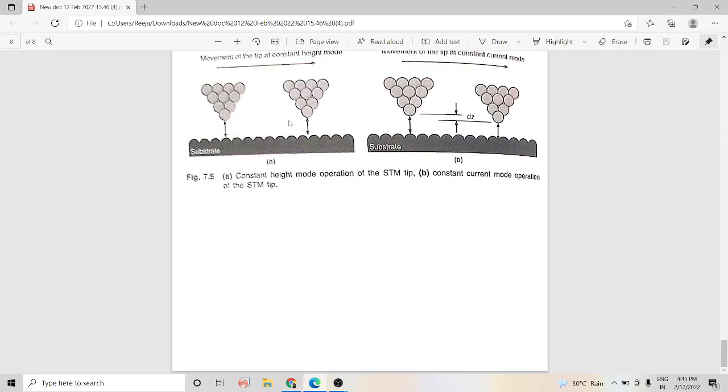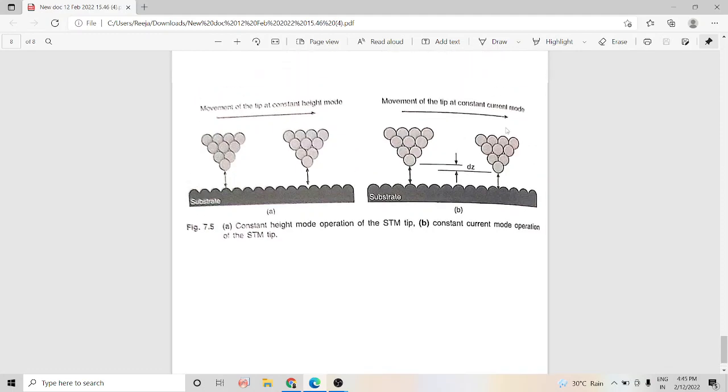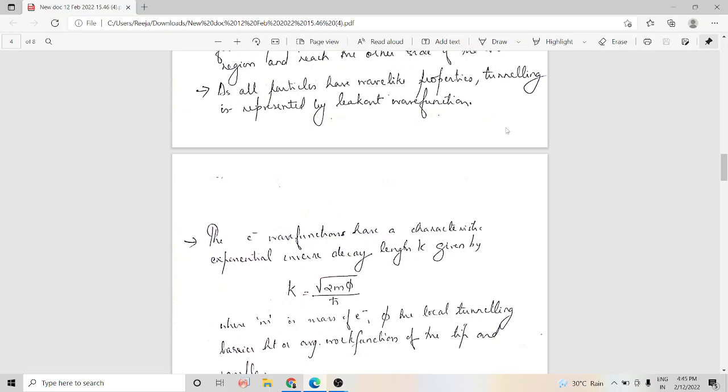Okay, the tip is kept at a constant height, that is the constant height mode. Whereas in the constant current mode, the tunneling current is maintained constant, but in order to maintain the tunneling current constant, what will happen? The tip will move, or the separation between the tip and the substrate will change, and the image of the surface is obtained. So normally, what mode is used? Normally for the characterization of materials, the mode that is used is the constant current mode.